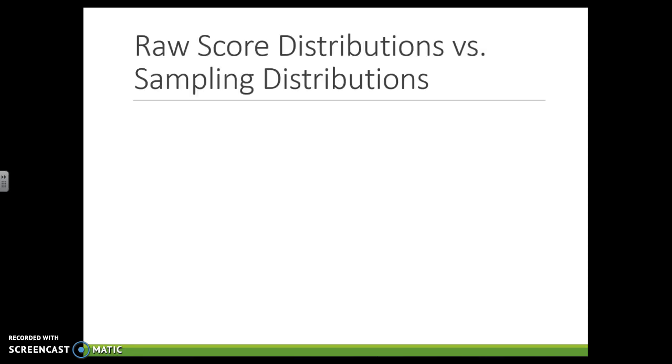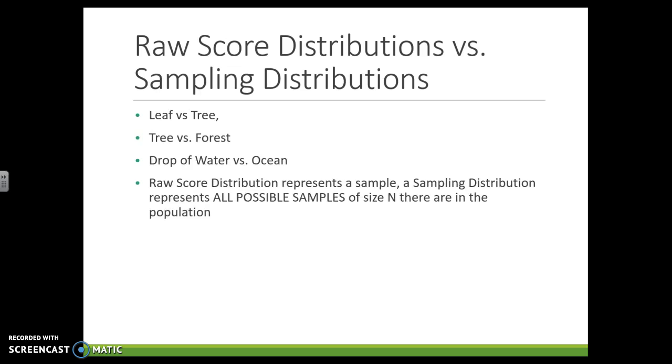So when we're talking about a raw score distribution versus a sampling distribution, we're talking about 6 leaves compared to the entire tree. We're talking about 6 trees that we're using to represent the entire forest, or a drop of water compared to the whole ocean. So a raw score distribution represents a sample, and the sampling distribution represents all possible samples of whatever size you choose that there are in that population.